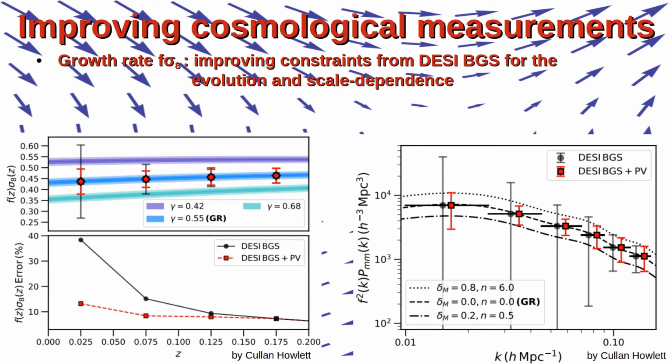Thanks to the DESI peculiar velocity survey, we'll be able to significantly improve the constraints from the DESI Bright Galaxy Survey for the evolution and scale dependence of f-sigma-8. Thanks to its high target density and large sky coverage, the DESI peculiar velocity survey will be a driving force for cosmological measurements in the local universe for years to come.